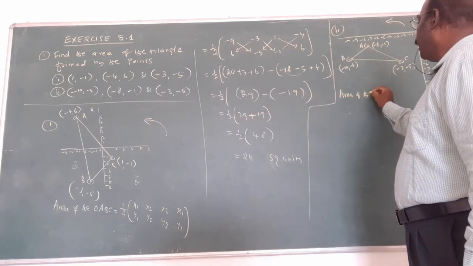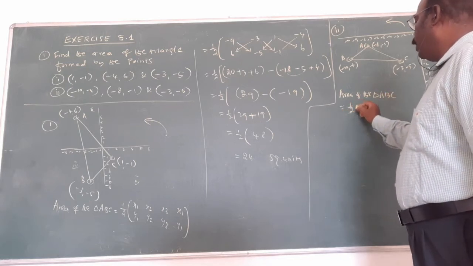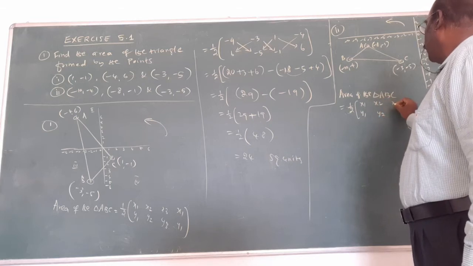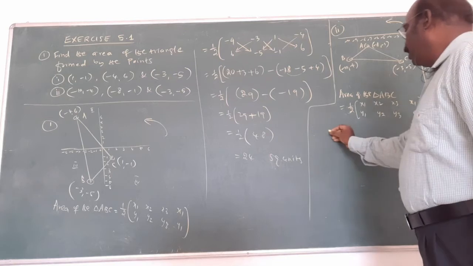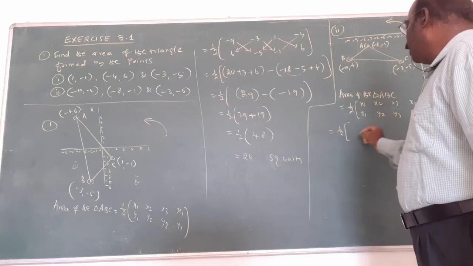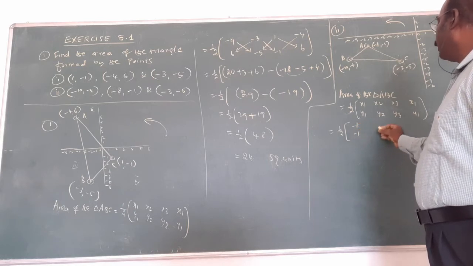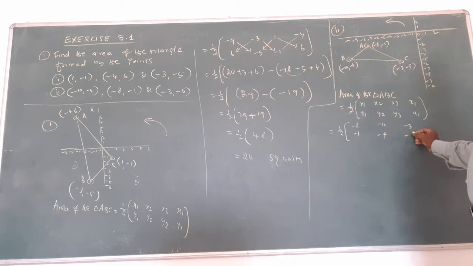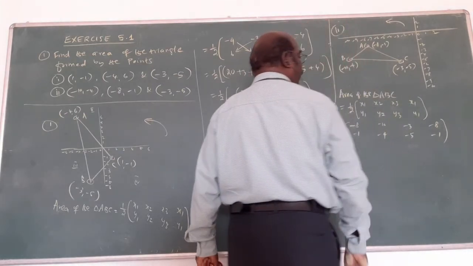Area of the triangle ABC equals 1 by 2 into x1 y1, x2 y2, x3 y3, again x1 y1. That is the formula. Now, assume A is the first point: minus 8, minus 1; minus 10, minus 4; minus 3, minus 5; again minus 8, minus 1. Start with minus 8, minus 1, end with minus 8, minus 1.